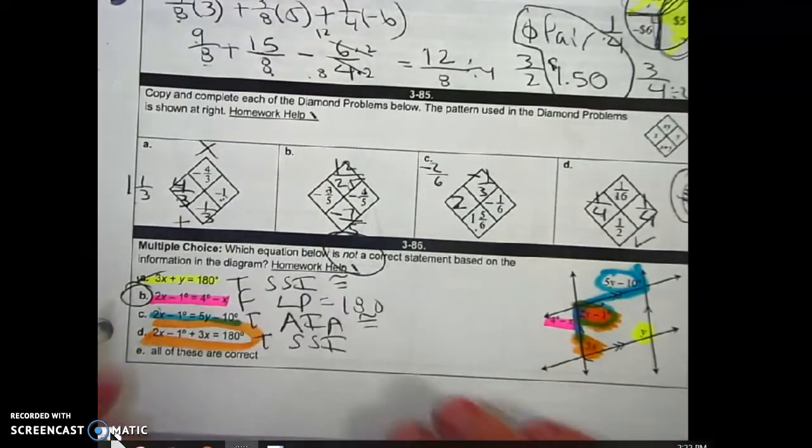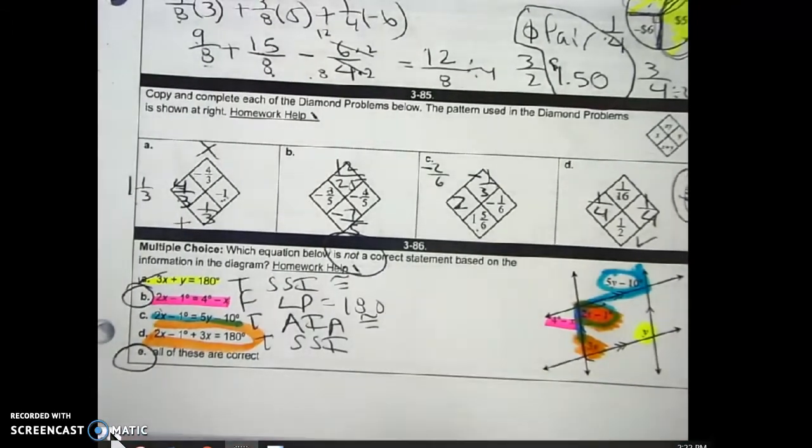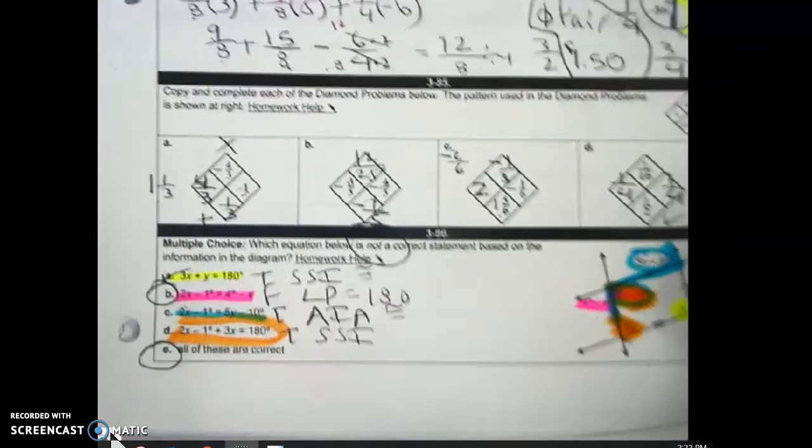They only want you to know the ones that are false. So that's not true. It's not all correct. So A and E are the answer. Let's go to the back page.